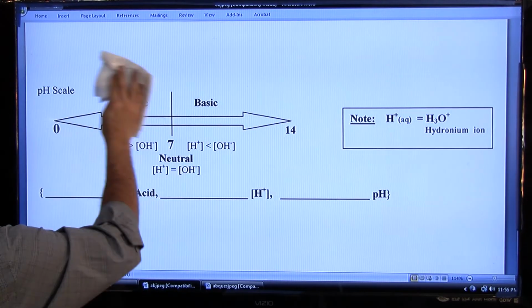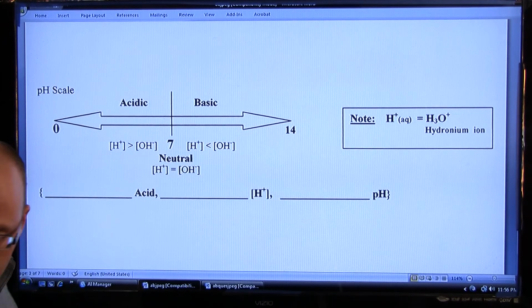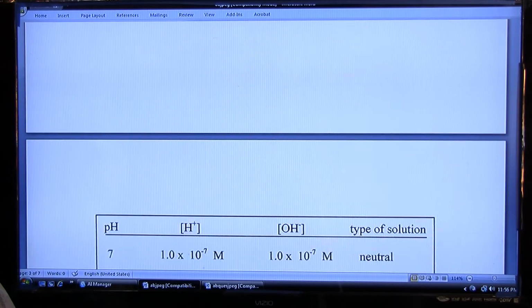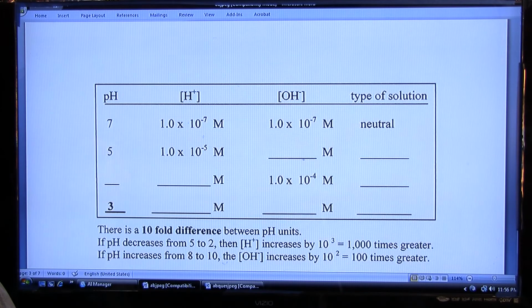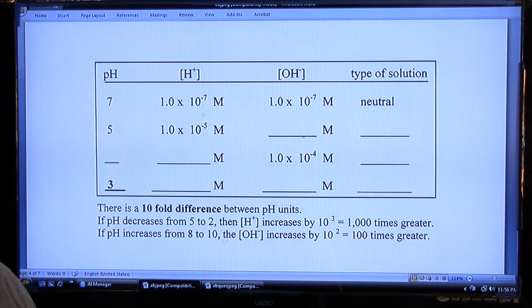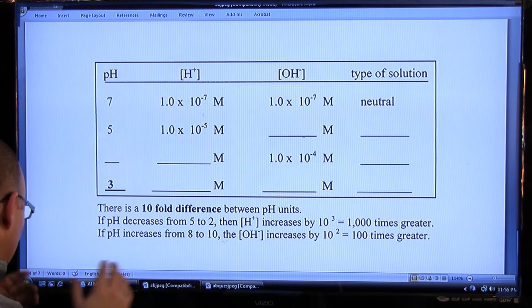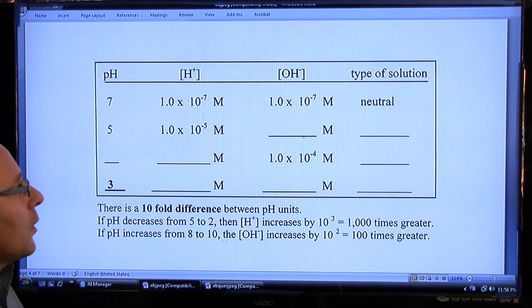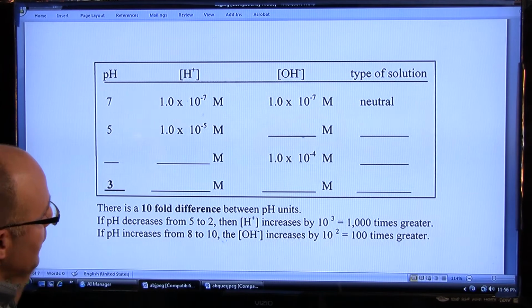Let's turn to the bottom of this page. Again, all solutions contain H plus and OH minus ions, all aqueous solutions. And it's the relative amounts, what there is more of, that determines whether the solution is acidic or basic.